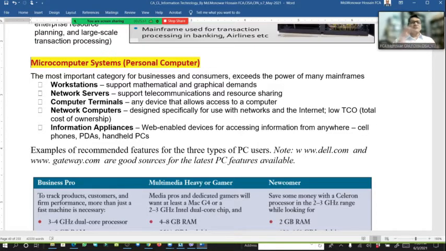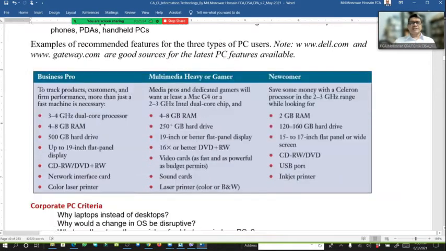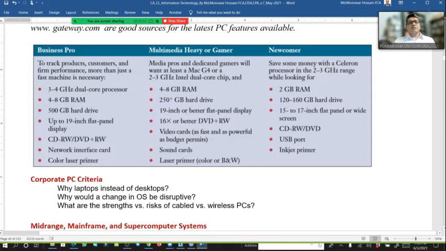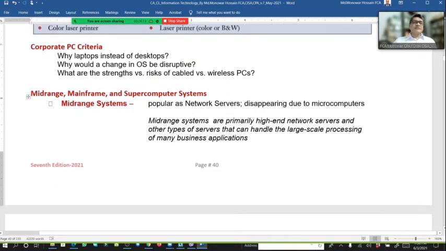Within that microcomputer system, if we see the example here, what is used on the business side, and another, multimedia heavy graphics, that is the gaming PC, and a newcomer in the future will come. That is the corporate PC criteria. What would be the corporate PC? Why laptop instead of desktop? It is a question also.